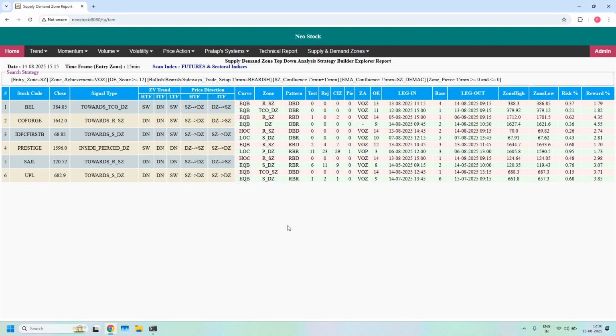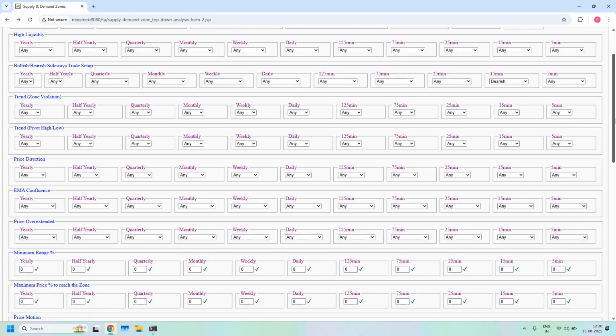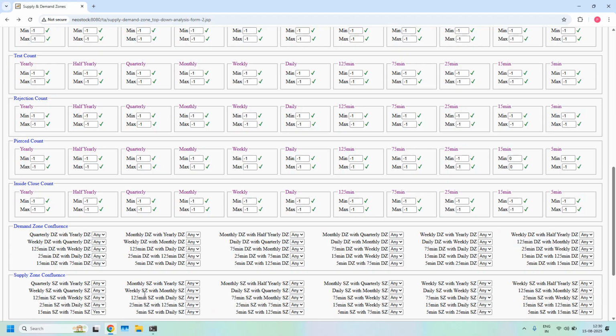Okay, next let us look into LTF, ITF and even HTF supply zone confluence supported stocks, and then we will filter with HTF EMA confluence. So I am going back, removing this EMA filter. In the supply zone confluence, 3 filters we have to set. The first filter is already enabled, that is 15 minutes and 75 minutes supply zone confluence. Next filters are 15 minutes and daily supply zone confluence, and 75 minutes and daily supply zone confluence.